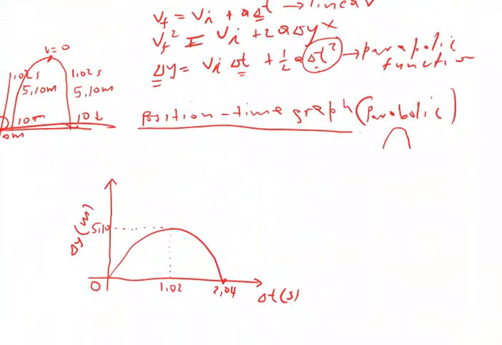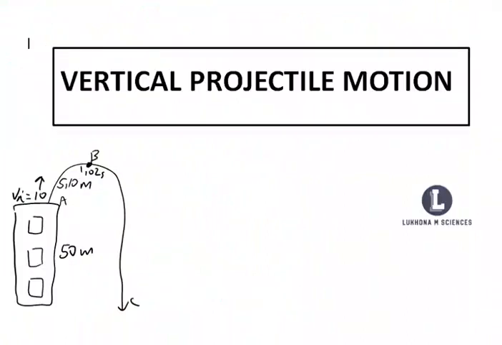Okay, so the object is thrown vertically upwards at 10. We know that the distance from here to here is 5.10. Then we have the height of the building, which is 50. We have the time from here to here, which is 1.02 seconds. But we need the time at C. Let's quickly calculate that. Let's collect the data. We need the time here, so we can use this 10 to here.